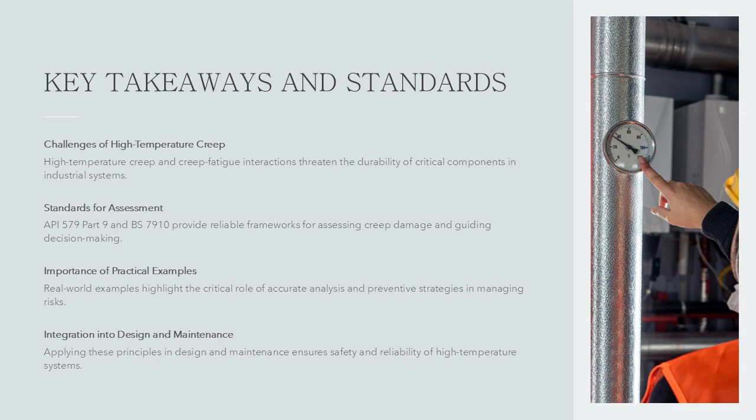High-temperature creep and creep fatigue interaction pose significant challenges in the operation of critical components. Understanding the underlying mechanisms, failure modes, and assessment methodologies is essential for ensuring structural integrity. API 579 Part 9 and BS 7910 provide robust frameworks for evaluating these phenomena, guiding engineers in making informed decisions. Practical examples demonstrate the importance of accurate analysis and preventive strategies. By integrating these principles into design and maintenance practices, industries can mitigate risks and achieve reliable, safe operation of high-temperature systems.